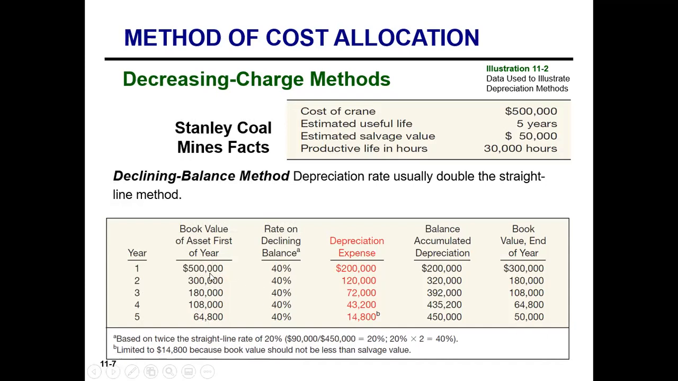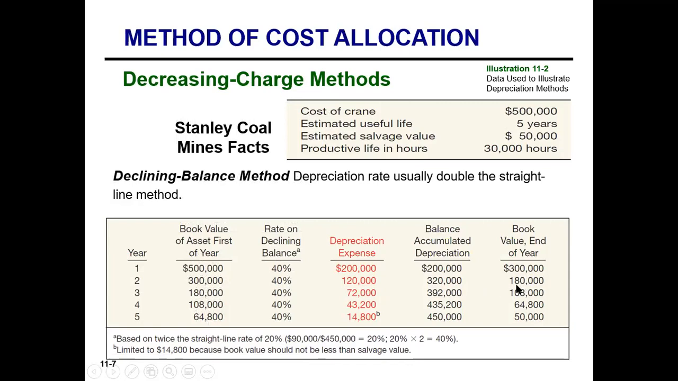So first year, book value is 500,000 times 40%. First year, we're going to depreciate 200,000. Since it's the first year, we've only accumulated 200,000 and we're down to ending book value of 300,000. Where we end year one is where we begin year two, right? So year two, beginning book value 300,000, we're depreciating 40%. So we're going to depreciate 120,000 the second year. Now we've accumulated 2 years worth. If we add 200,000 plus 120,000, we've accumulated 320,000 of depreciation, and book value's down to 180, right?